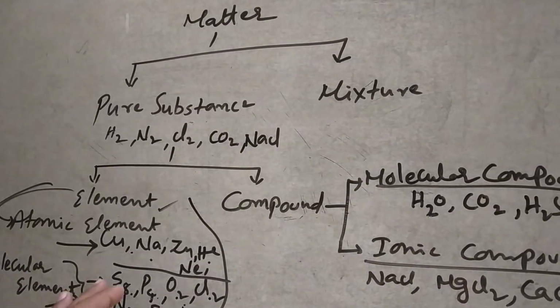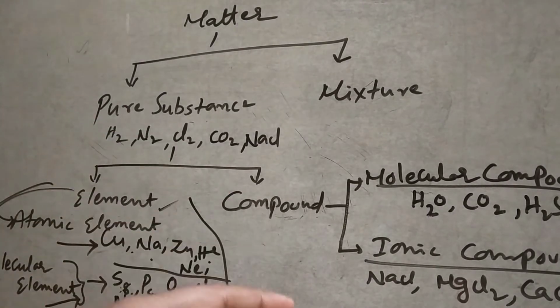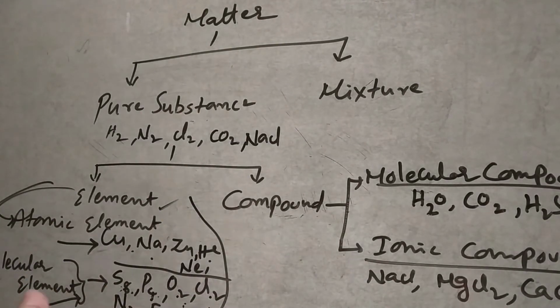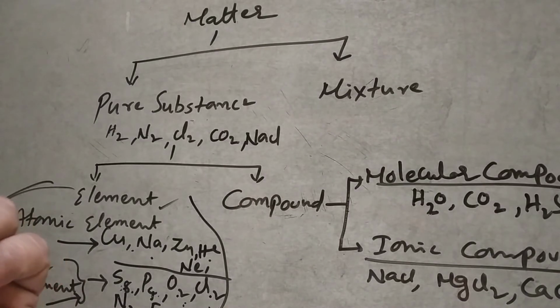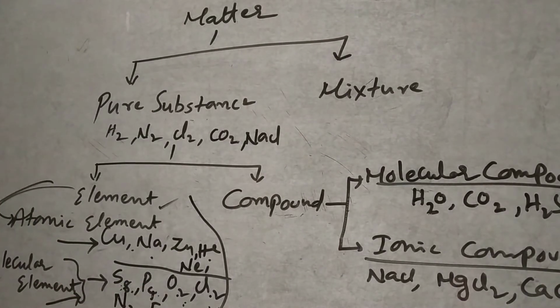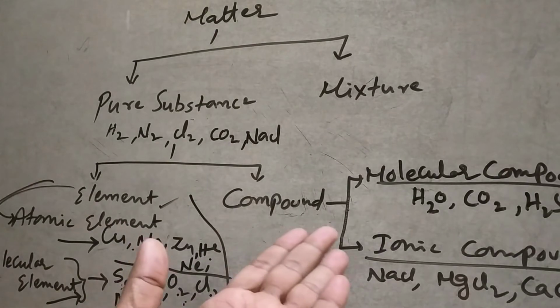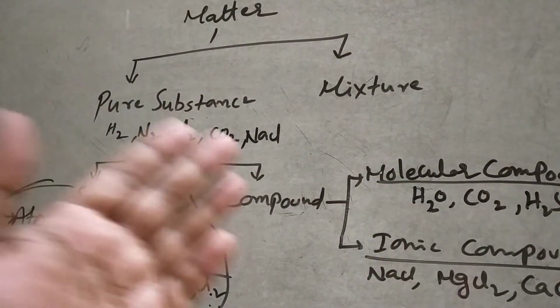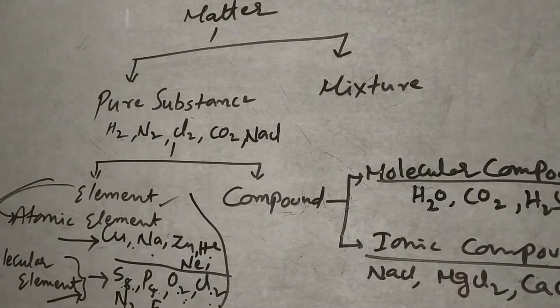It is available in the form of S8, P4, O2, Cl2, N2, F2, diatomic or tetra-atomic molecules, or O3, ozone. Like this, it is in the form of molecular element. Then what about compounds? Compounds are classified into two types: one is molecular compound and the other is ionic compound.